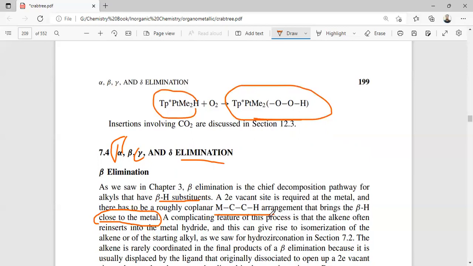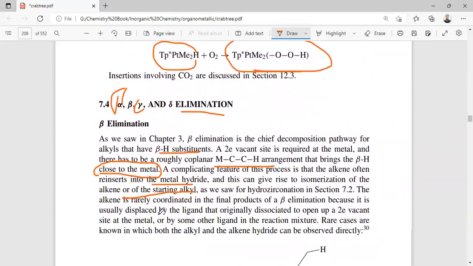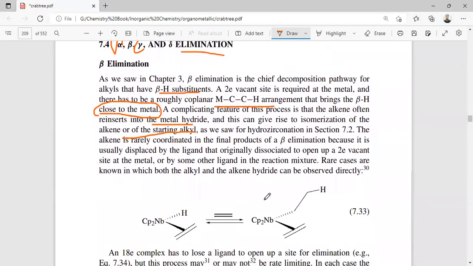A complicating feature of this process is that the alkene can reinsert into the metal hydride, and this gives rise to the isomerization of the alkene or the starting alkyl. As seen in hydrogenation, the alkene is rarely coordinated in the final product of the beta hydride elimination, because it is usually displaced by the ligand that originally dissociated to open up the 2-electron vacant site of the metal, or by some other ligand in the reaction mixture. Rare cases are known in which both alkene and alkyl hydride can be observed directly.